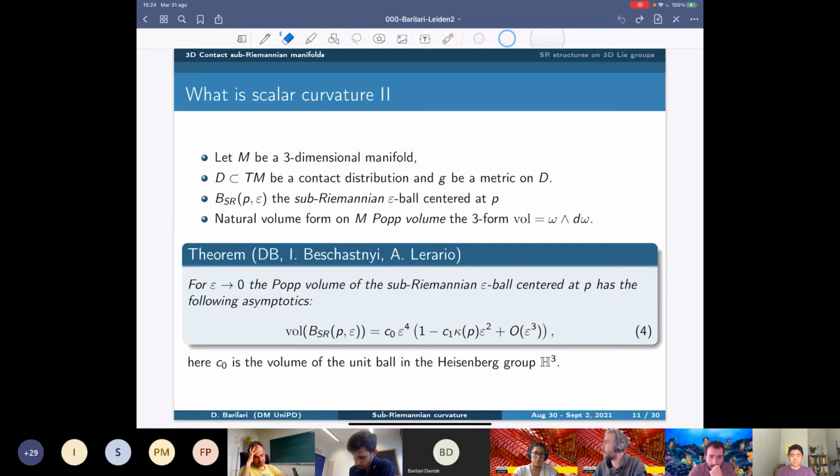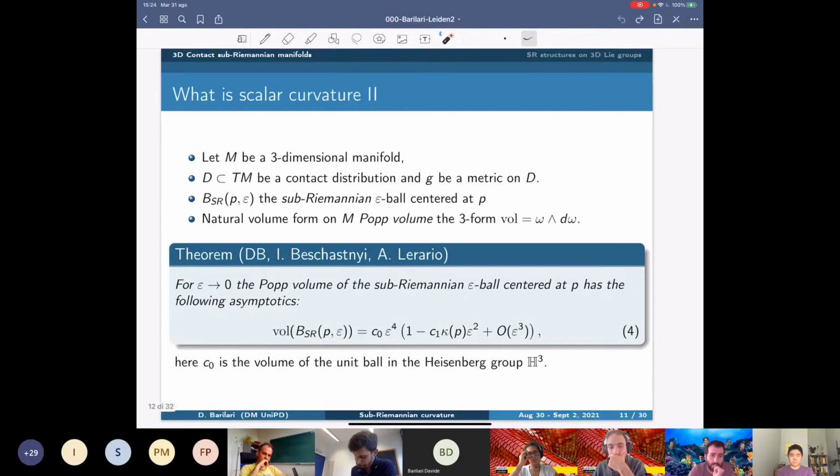And the correction is of order 2 here, and the coefficient is the kappa invariant. Good. This is a result I proved together with Ivan, who is here in the conference, and Antonio Lerario.